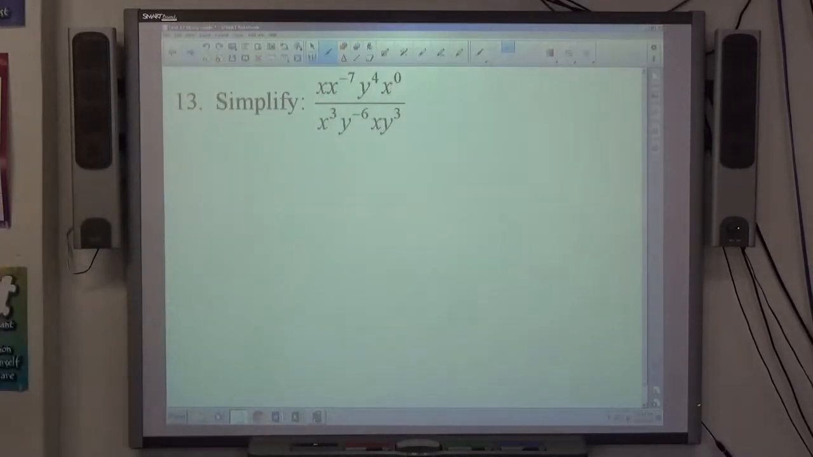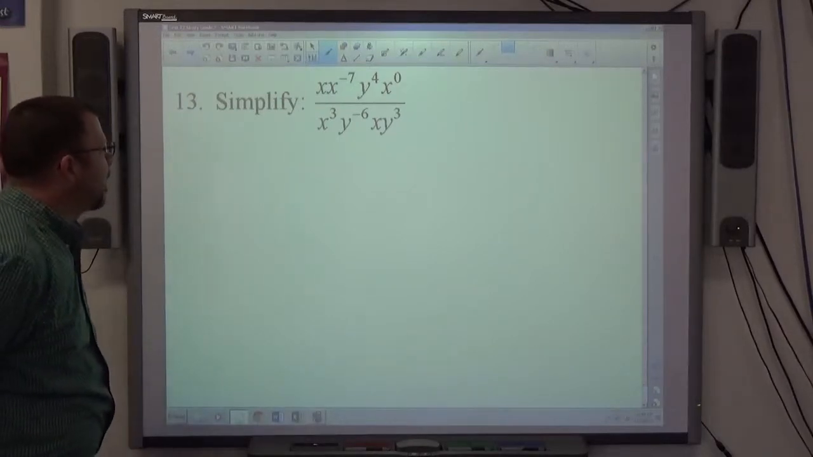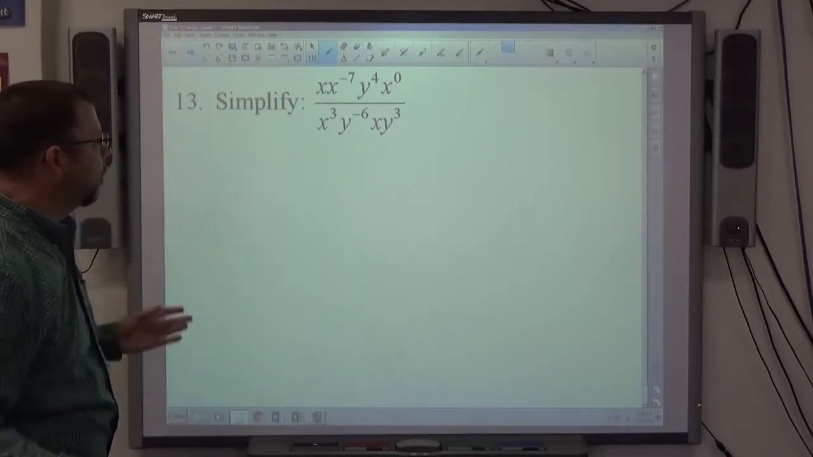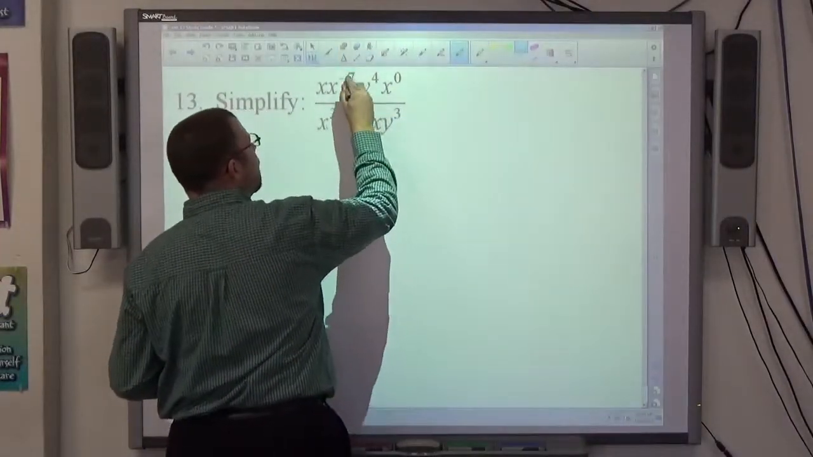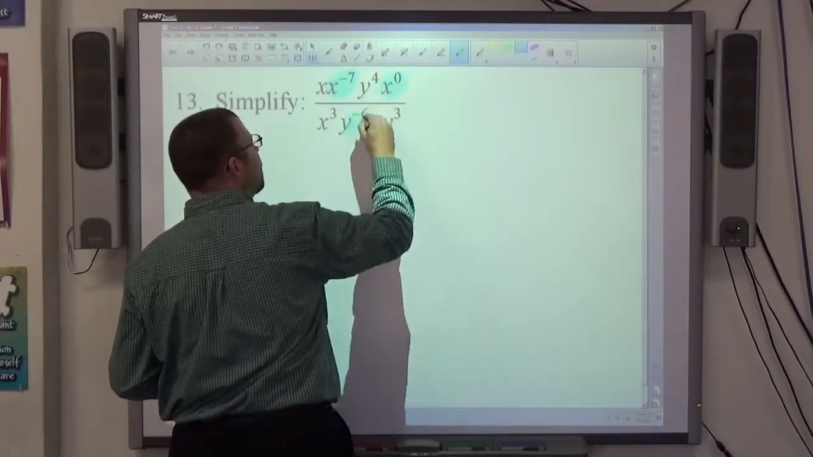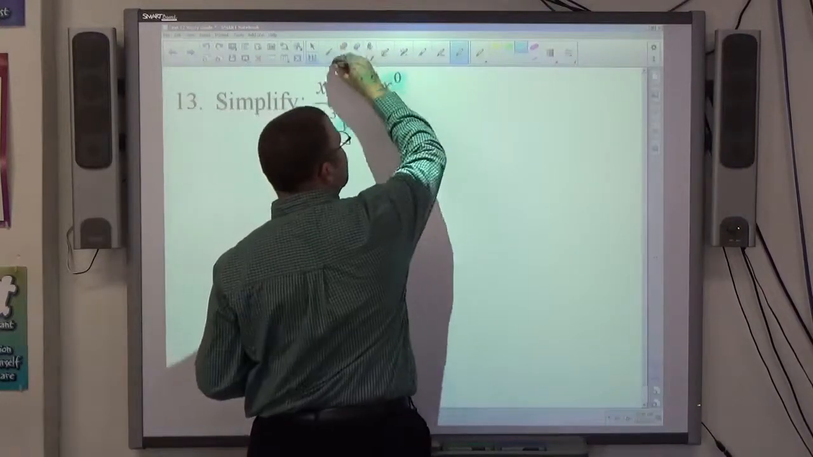Number 13, simplify. We got negative powers, 0 powers. We got x's and y's all over the place. So our first priority that I've told you to deal with is the negative and 0 powers. So the first thing I'd focus on would be this, and this, and this. Everything else would just come along for the ride.